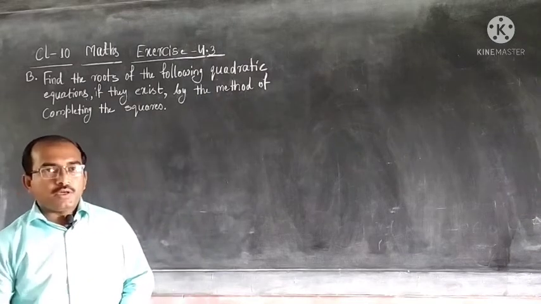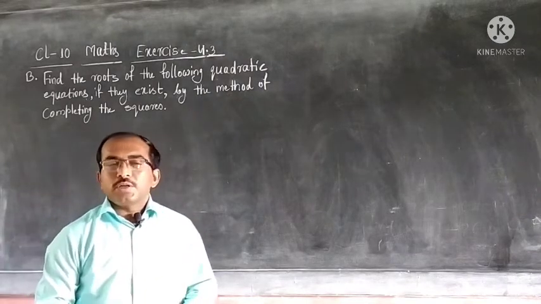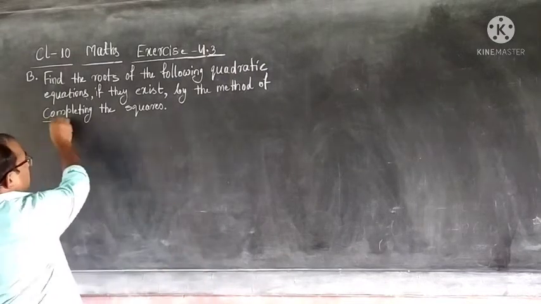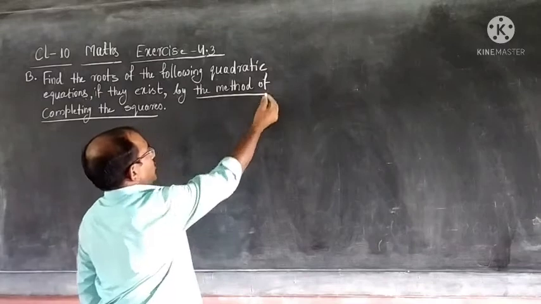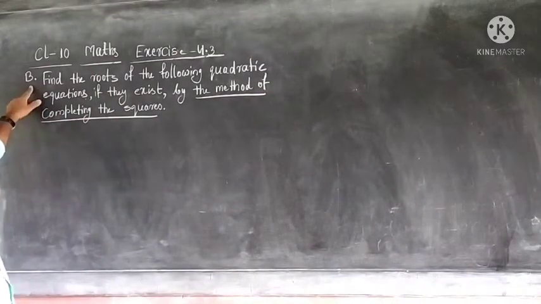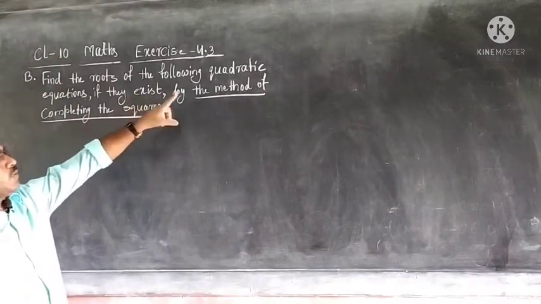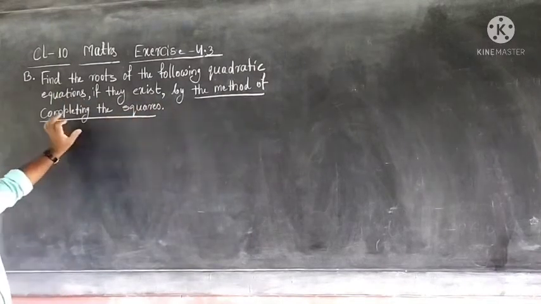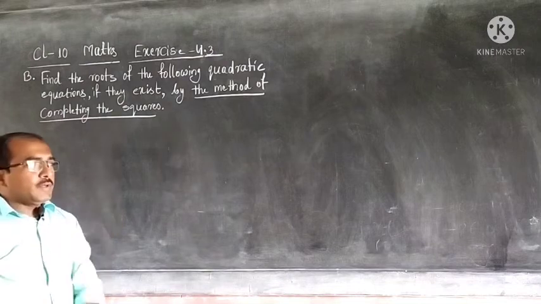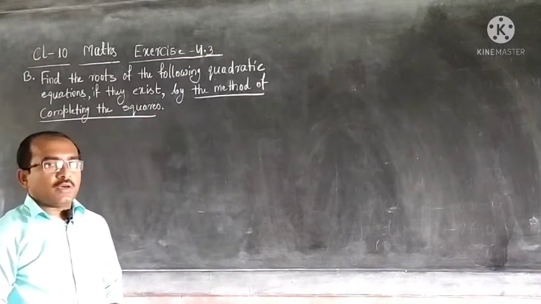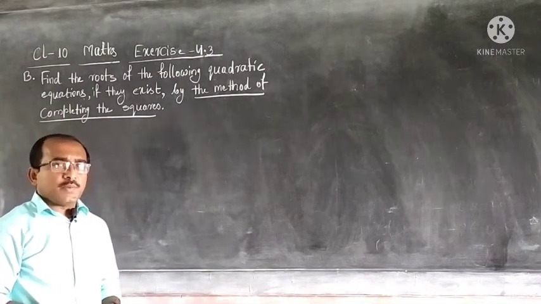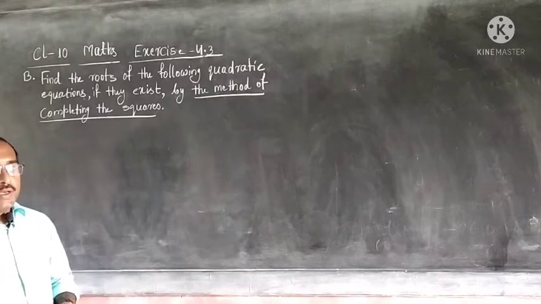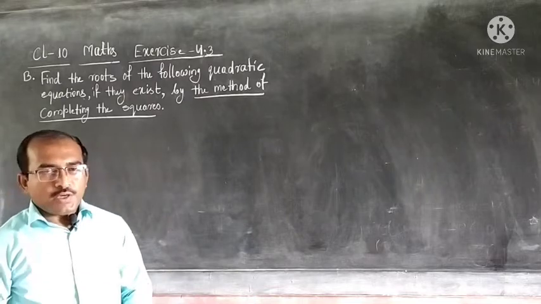Here we are going to learn to find the roots of a quadratic equation by another method, that is, by the completing the square method. You will see this question here. Question number B: find the roots of the following quadratic equations, if they exist, by the method of completing the square. In the previous video of this chapter, you learnt how to find the roots of a quadratic equation by the factorization method. So, this is another method of finding the roots of a quadratic equation.